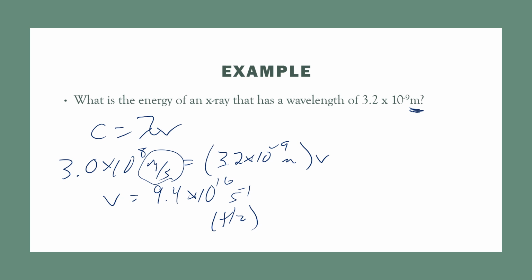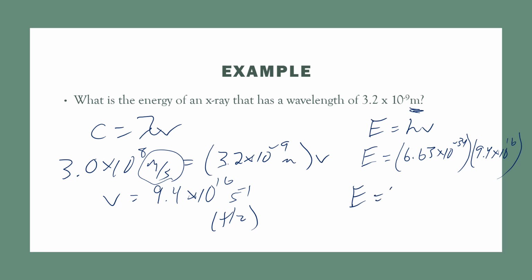Now that we have frequency, we can plug it into E equals hν. E is the energy, which is what we're looking for. h is Planck's constant, 6.63 times 10 to the negative 34th. And our frequency that we just found, 9.4 times 10 to the 16th. If you multiply those, you'll get the energy, which is 6.2 times 10 to the negative 17th joules. So that's how many joules of energy are in that X-ray.